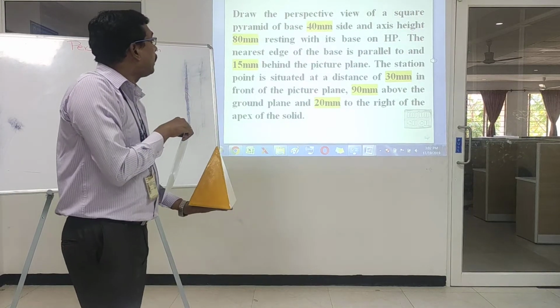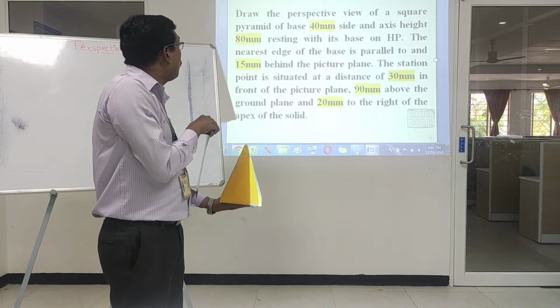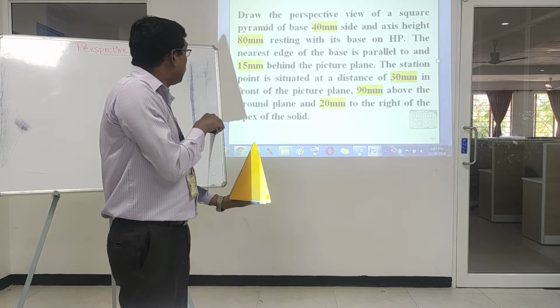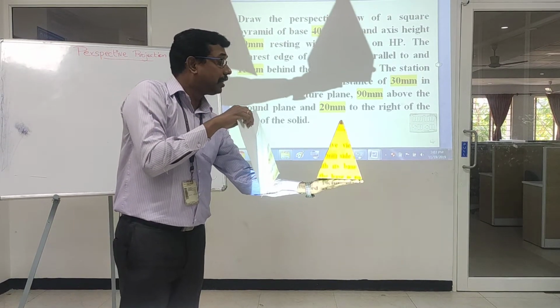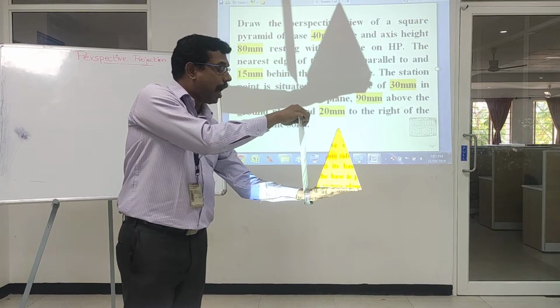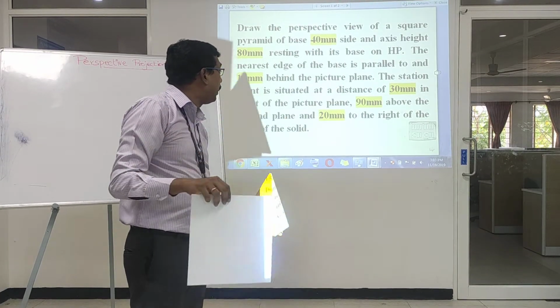From the given data, the solid is resting at a distance of 15 mm behind the picture plane this way, so the distance is 15 mm. And the observer is standing at a distance of 30 mm in front of the picture plane.